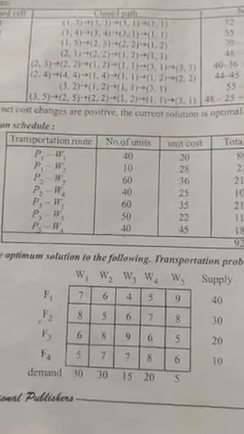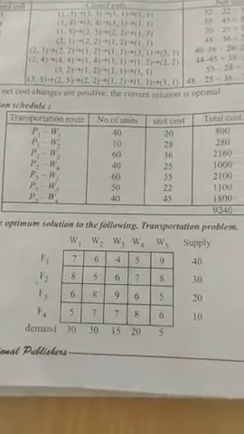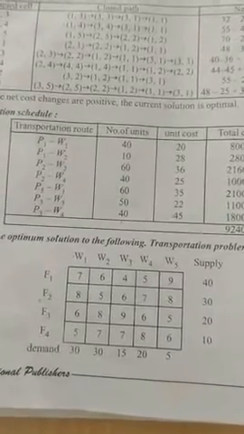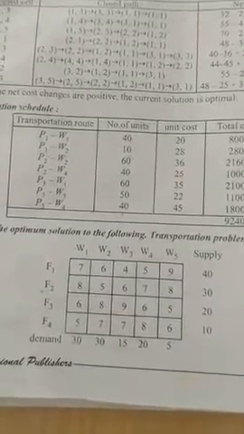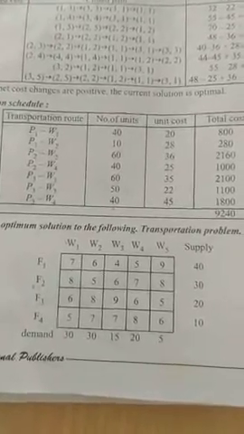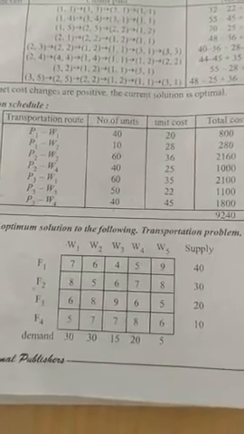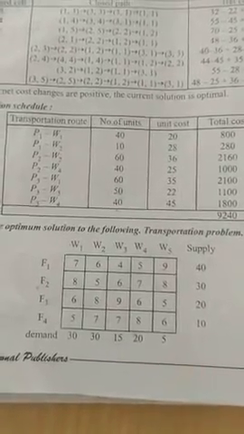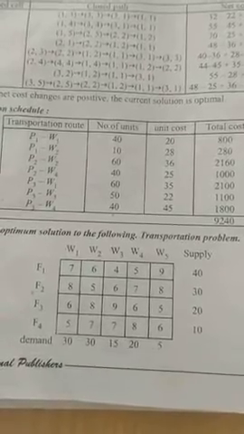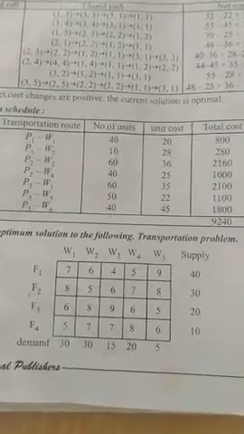So, hi students. Now we have to find the optimal solution to the following transportation problem. Before finding the optimal solution, first we have to identify whether the transportation problem is balanced or unbalanced. How can we identify whether it is balanced or unbalanced? By calculating the total supply as well as the total demand.